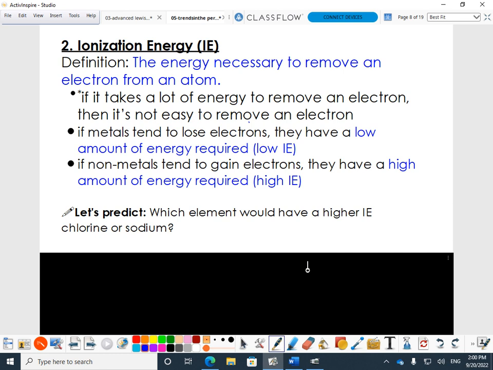I need to wear my glasses. Or you can put up question mark. That's fine too.